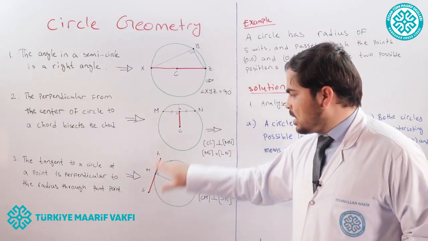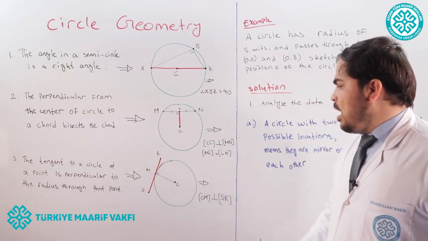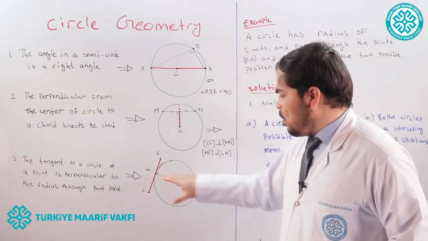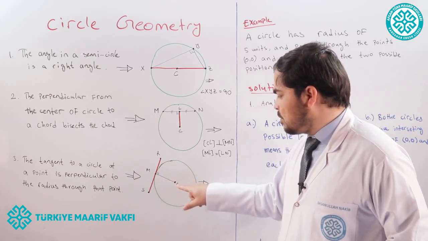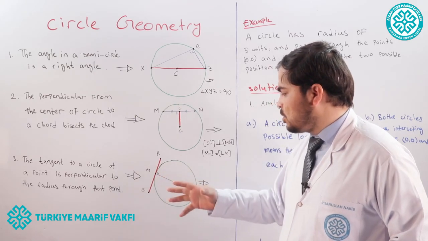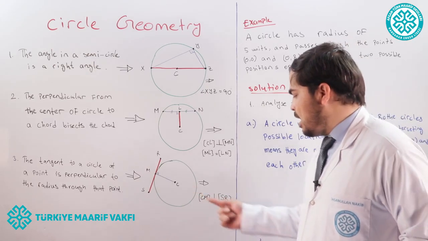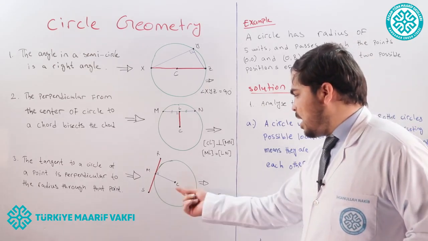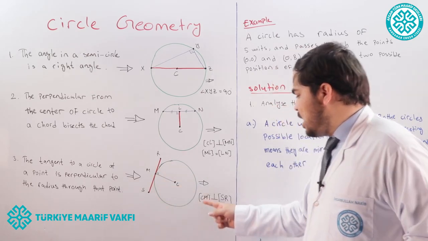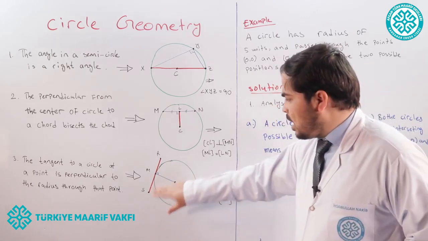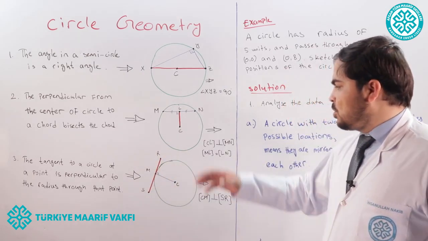So this red line that we have here is a tangent line. Now, if we draw a line from the center to the perimeter, that is also a radius. This radius will be perpendicular to that tangent line. Here in the mathematical shape, this radius, the blue line, is CM. CM is perpendicular to SR. SR is the tangent line that we have here. So we also explained this.